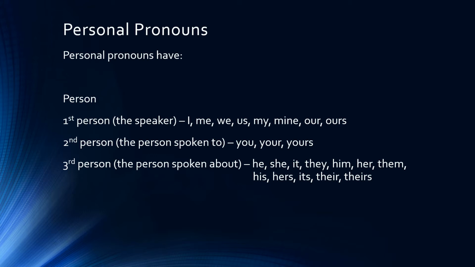Oftentimes we get rather confused about the person. But if we can remember very simply that first person is the one speaking, second person is the one spoken to, and third person is the one spoken about. So anytime we come across a personal pronoun in a sentence, then we can ask the question as to the role they're playing in the sentence. Is this person speaking? Is this person being spoken to? Or is this person being spoken about? And that helps us to identify first, second, and third person pronouns.